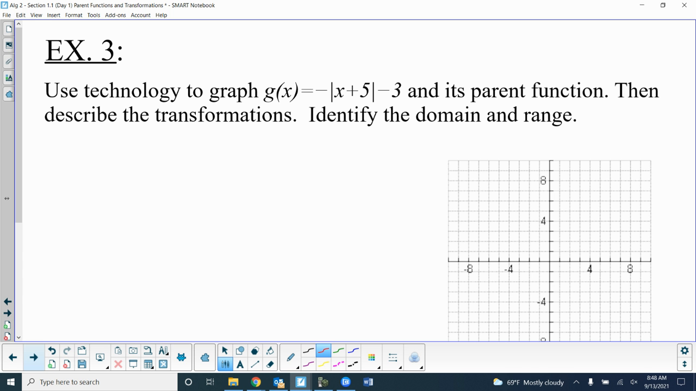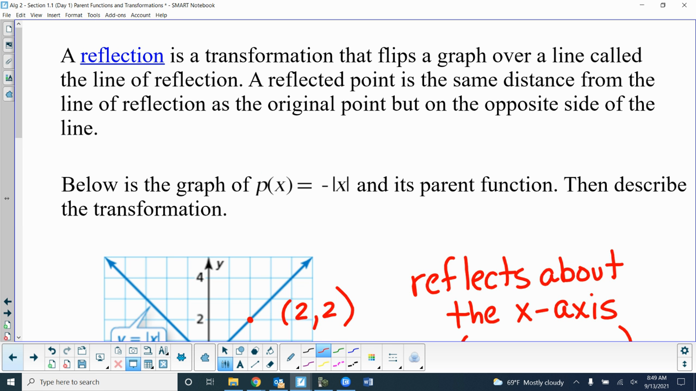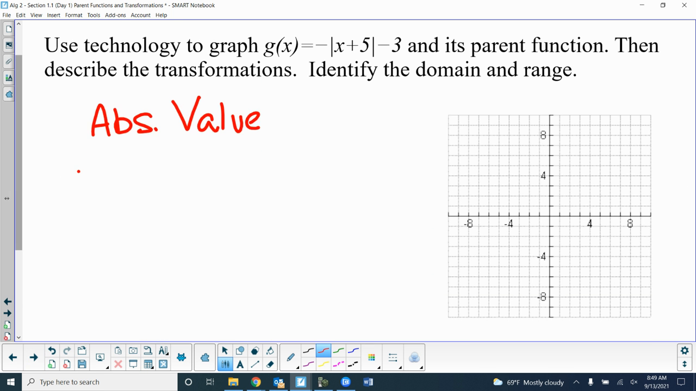Okay? So, what's the family? We did this one too, but we did it real quick. What happens? Since it's negative out front, yeah, look at what we just did. The negative was out front. We reflect about the x-axis. All right?